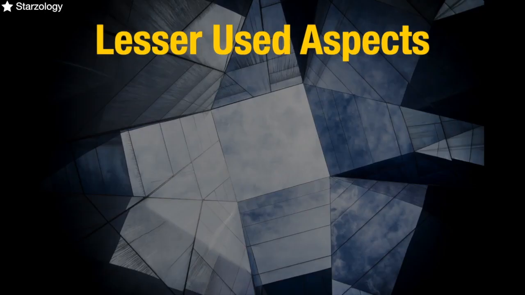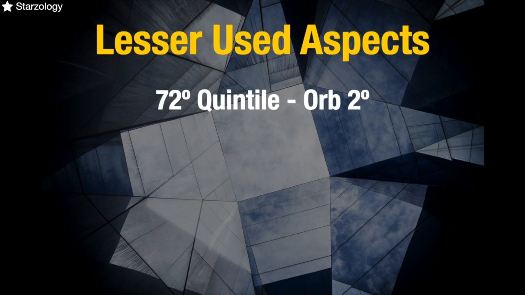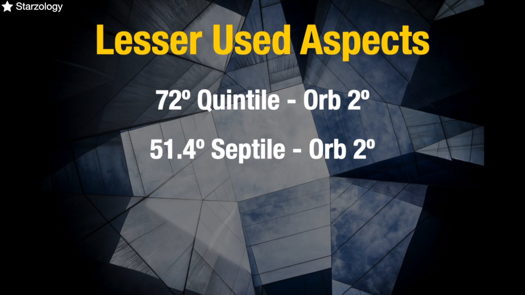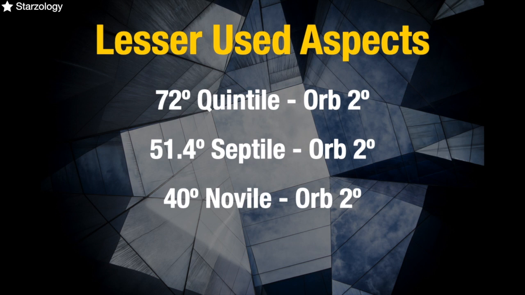Then we're going to have a quick look at the lesser used aspects, and these are the more randomized angles that we have. So there is the quintile. This is the 5 pattern. This is at 72 degrees with an orb of 2 degrees. We're looking at the septile at 51.4 degrees with an orb of 2. They've all got orbs of 2 actually, and then the novile at 40 and the decile at 36 degrees.